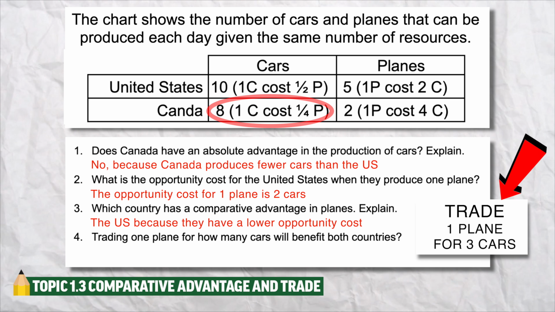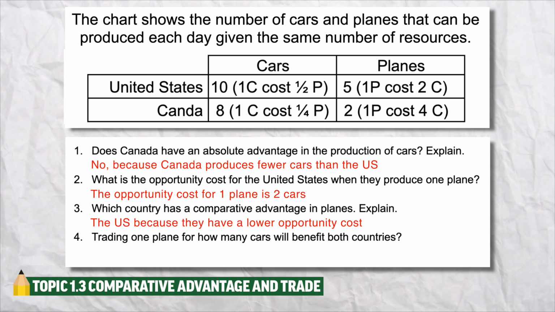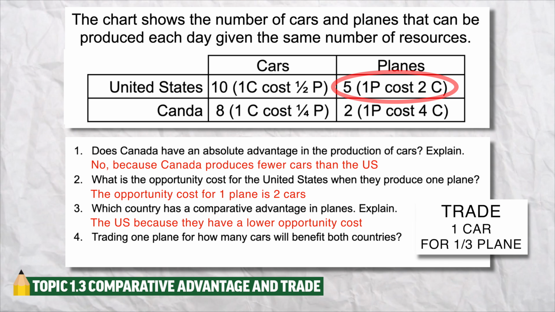But if they could trade 3 cars for 1 plane, they'd be better off. They could specialize in producing cars and trade with the United States and get planes at a lower opportunity cost than if they made planes themselves. And it's the same idea for the United States. We know they should specialize in planes, and if they made 1 car, it would cost them 1/2 a plane given up. So if the United States can get 1 car for anything less than 1/2 a plane, then they're better off. With trade, they can be getting cars at a lower opportunity cost than if they produced them themselves.